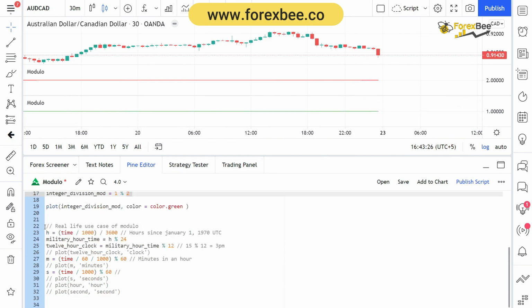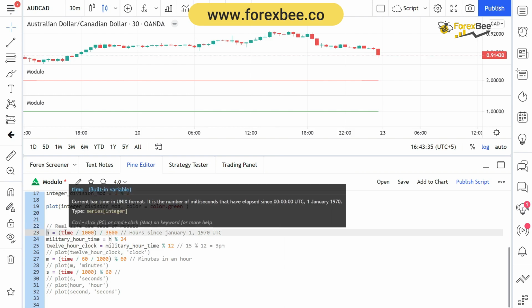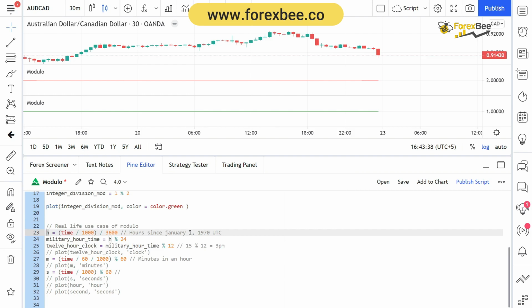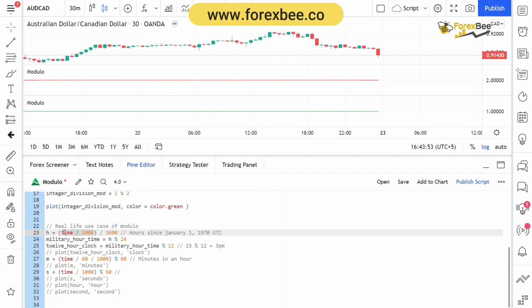Now let's go towards some real-life examples in which we can use the modulo operator. Here h gives us the hours that have passed since January 1, 1970. This is the built-in variable time, which gives us the number of milliseconds that have elapsed since January 1970. When we divide this by 1000, the whole expression gives us the total number of seconds that have passed since January 1st, 1970. When we divide this by 3600, these seconds are converted into hours and assigned to this h variable.